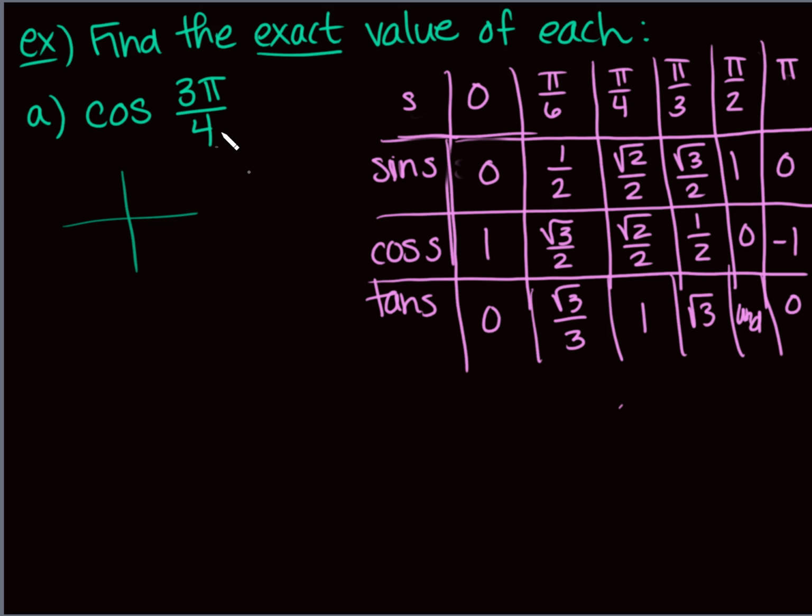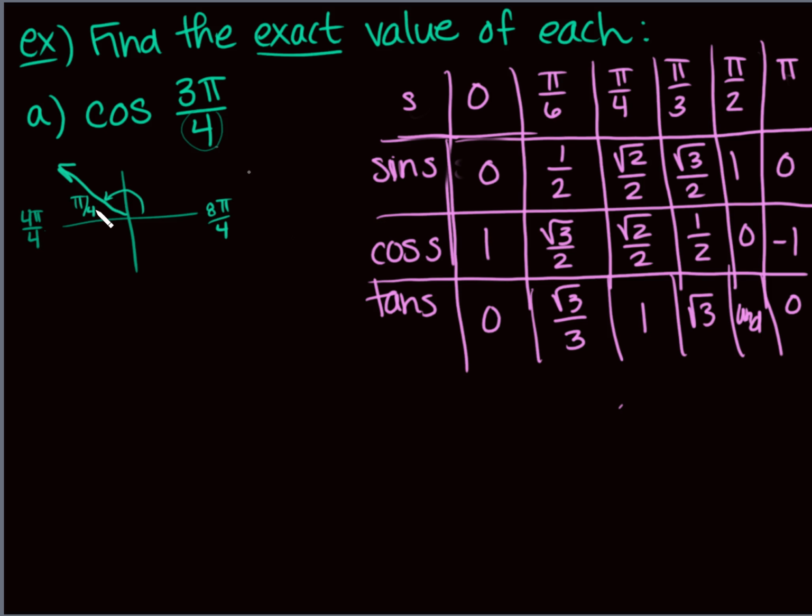What I want you to think about is 3 pi over 4. So look at your denominator. Your denominator is 4, so your reference angle is going to be just pi over 4. Sometimes when I know what my reference angle is, I'm going to rewrite pi in terms of my reference angle. 4 pi over 4 would be pi. 8 pi over 4 would be 2 pi. So 3 pi over 4 is pi over 4 away from pi, okay?